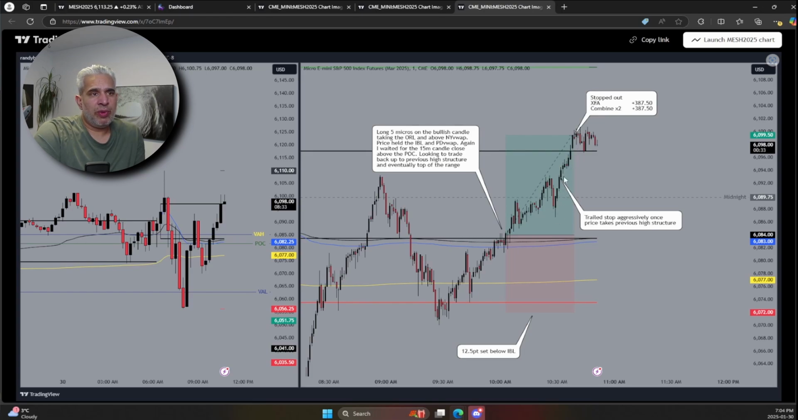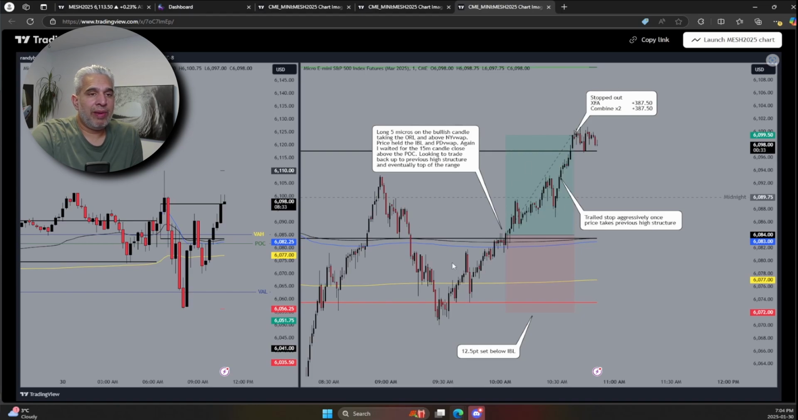So what I do now is, once we get back up here, I trail my stop aggressively. After each candle close, I pull my stop up a little more, a little more, a little more. My original TP was this, as we took out this previous high structure. And then my next TP was the opening range high. As we take that, I aggressively trail my stop. This candle closes, I put my stop right here, I get stopped out. So I'm up $387 on this trade alone.